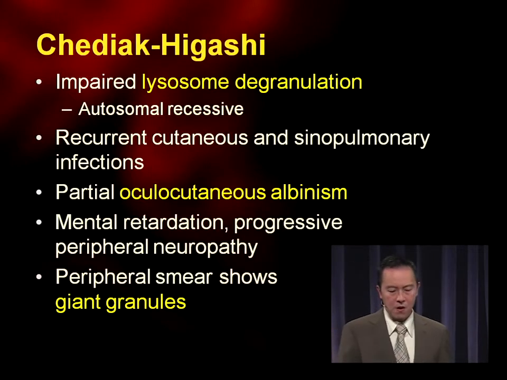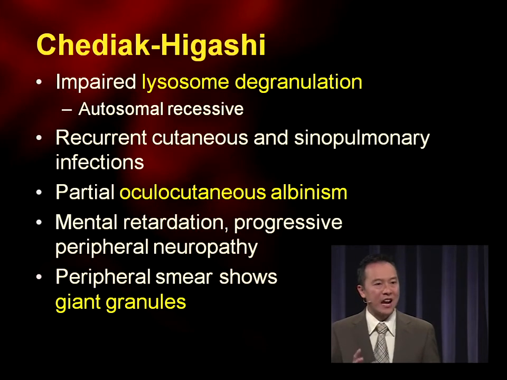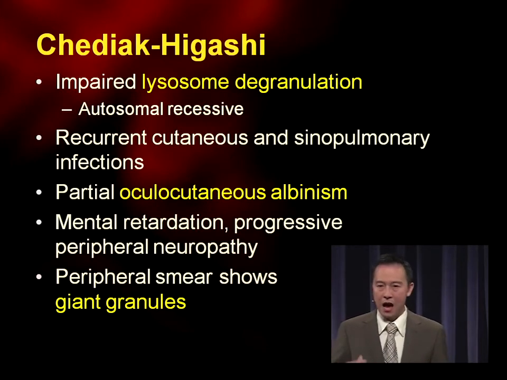Chediak-Higashi. This is caused by impaired lysosome degranulation. This is autosomal recessive. These patients have partial oculocutaneous albinism, and they also get cutaneous and sinopulmonary infections. So if you have a vignette with partial albinism and recurrent infections, think about Chediak-Higashi. Unfortunately, they also have mental retardation and a progressive peripheral neuropathy that's not amenable to bone marrow transplantation. Now, the key here is if you do a peripheral smear, you'll see giant granules. So you get that vignette with albinism, recurrent infections, and giant granules: it's Chediak-Higashi.